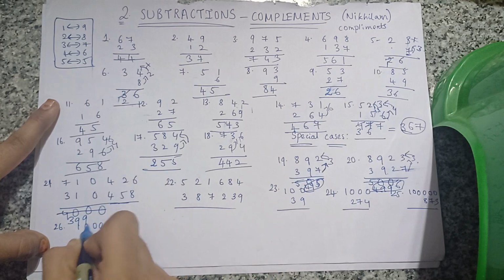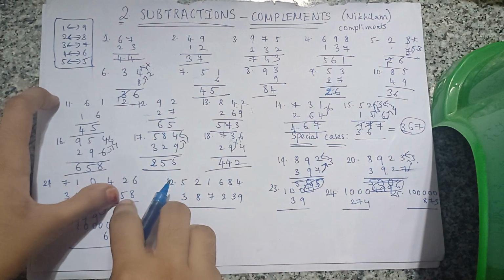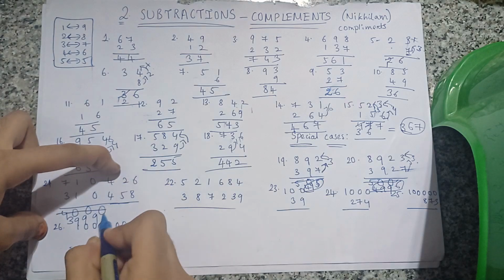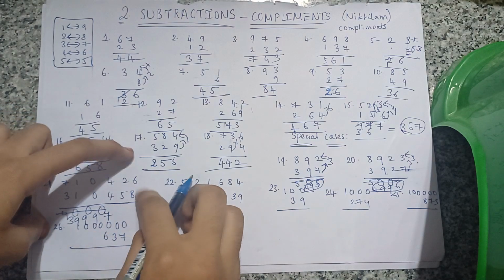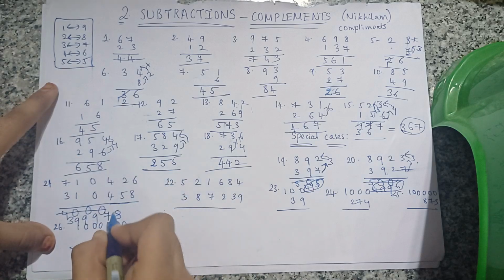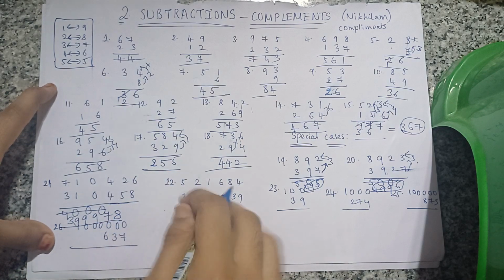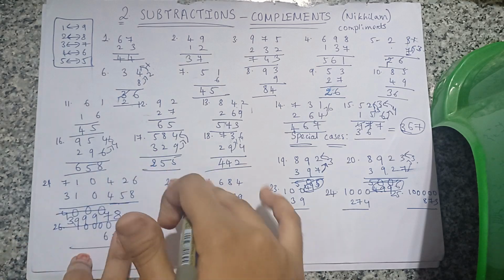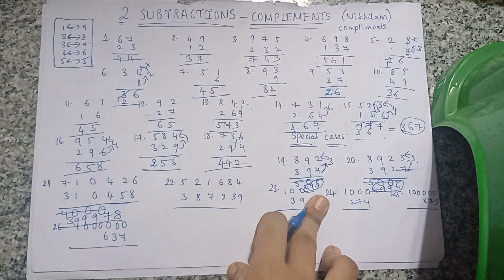So 399. Now 5 complement 5, you have to add 5 to this upper number. So 5 plus 2, 7. Now the complement for 8 is 2. You have to add this 2 to this upper one. That is 8. This is your answer. See, instead of taking all those borrowings, this is a simple method.